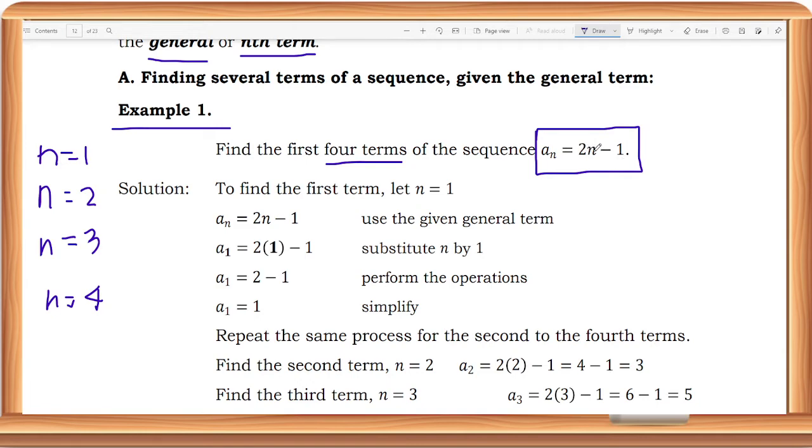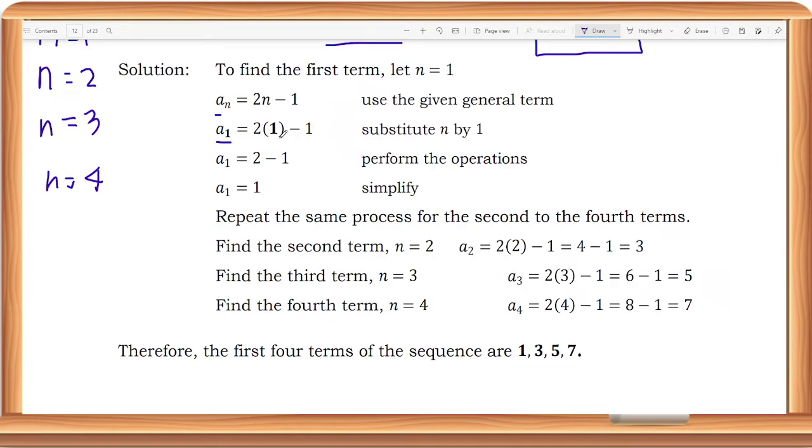Okay, so ano ulit yung n? Kung ano yung pang ilang term ang inaano mo. So, kung pang first term, substitute lang natin yung n as 1. So, a sub 1 is equal to 2 times yung n, syempre yung first term, so that is 1, and then minus 1. So, 2 times 1 is 2, minus 1, it's 1. So, a sub 1 therefore is equal to 1.